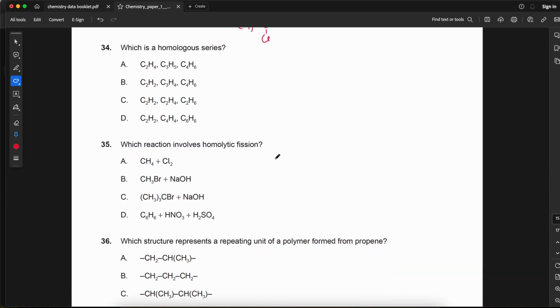Which is the homologous series? A homologous series should be defined as differing from the next by a CH2 unit consistently. So that would be here. Plus CH2 will be C3H4 and C4H6. So you just need to add 1 C and 2 H. So that would be the homologous series.